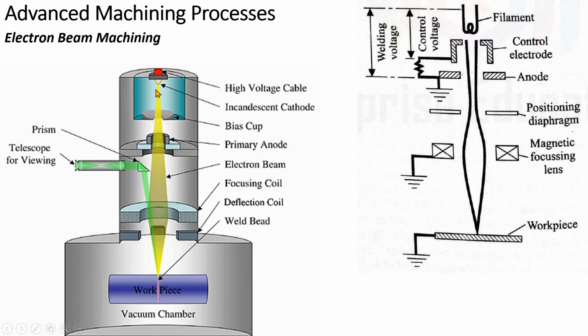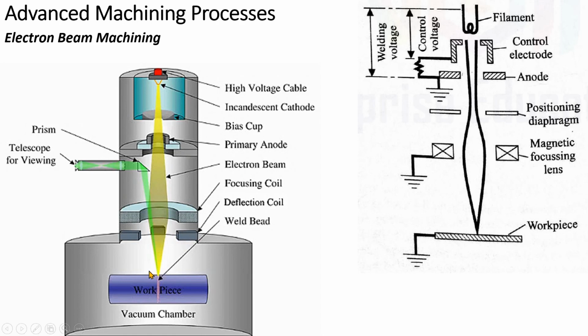You know, this electron beam starts to scatter in the gun chamber. So in order to avoid this scattering, a focusing coil is used. So scattering of these electrons is avoided by using this focusing coil. So focusing coil converges these electrons onto the workpiece surface. And the second one is the deflecting coil over here.